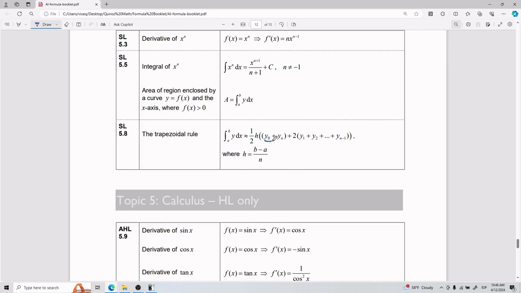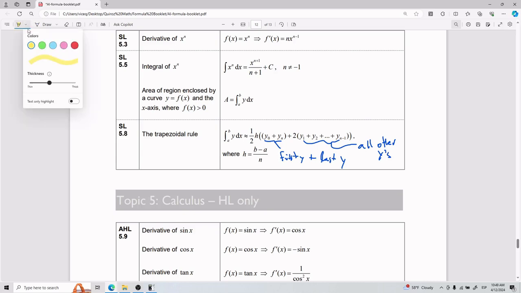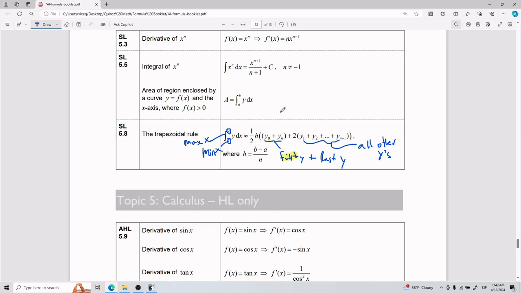My last comment is going to be that, remember, this is first y plus last y, and this is just all other y's, okay? Be very careful with the fact that y0 is going to be your first y. A lot of people are confused with that. They think that y1 is their first y. In this context, y0 is your first y. Oh, and this a and this b are going to be your min and max x values, okay? So yeah, there it is. All right.